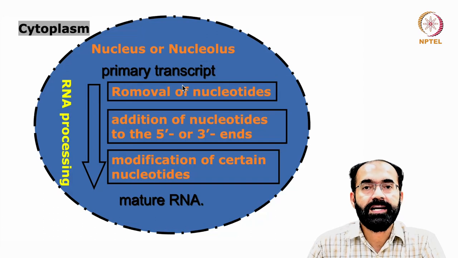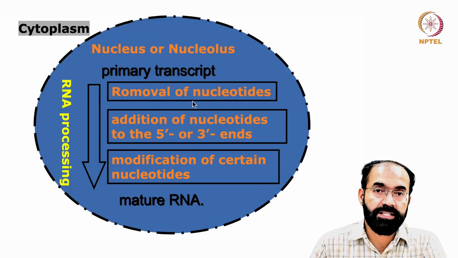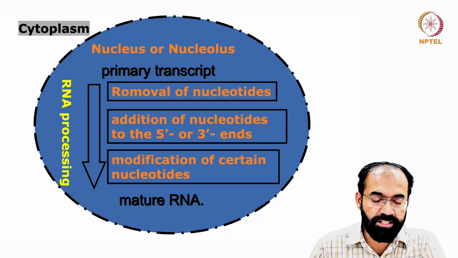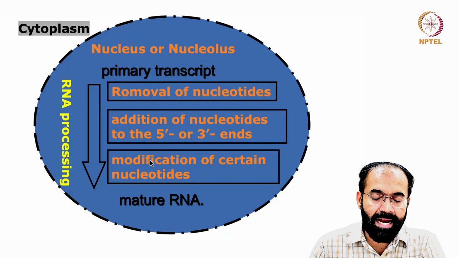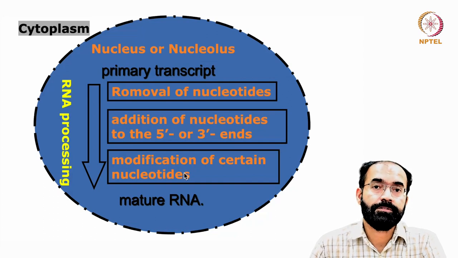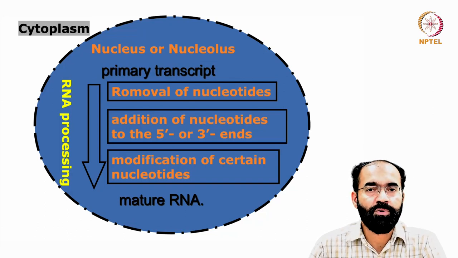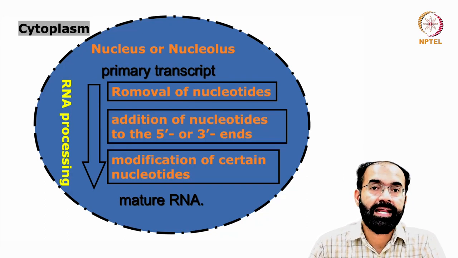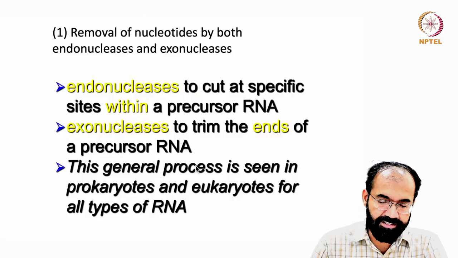So when a primary transcript is formed, it undergoes maturation either by removal of certain nucleotides, no matter whether it is 5 prime or 3 prime. Then comes addition of nucleotides to the 5 prime or 3 prime ends, another level of modification. And the third level of modification is the modification of certain nucleotides at specific locations, and this gives rise to a mature RNA. So all the RNA modifications come under one of these three categories, without which an RNA cannot function effectively, and those unprocessed RNAs will be sent for degradation.